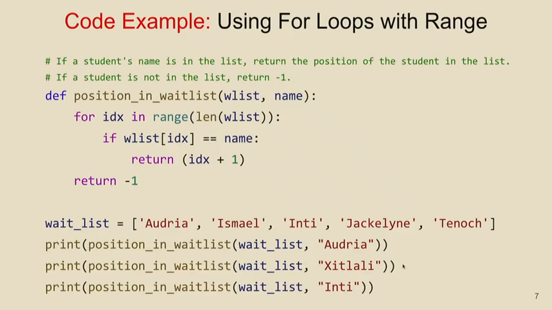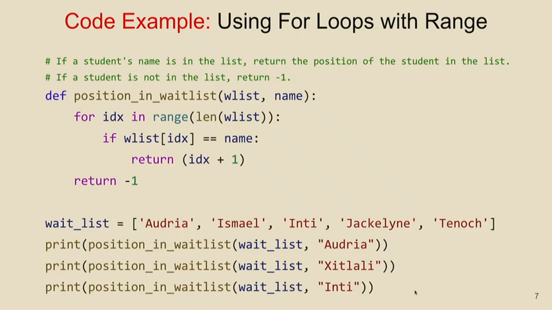What do we put in Sitlali? What will be returned? -1. And why is that? Because they're not on the wait list. So if we go through the whole for loop of that range, we never find Citlali, so then we have to return -1.